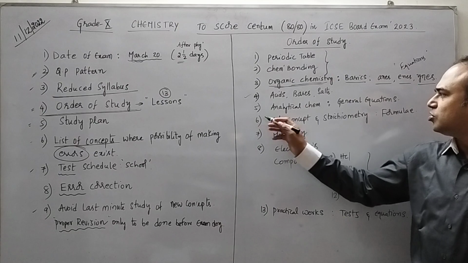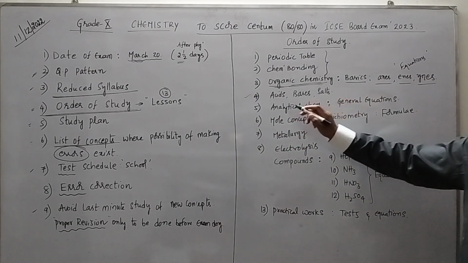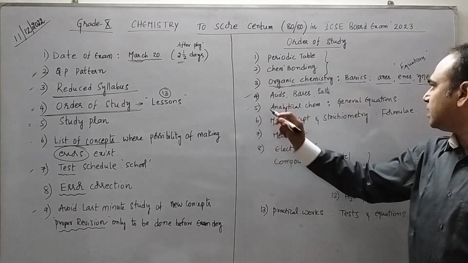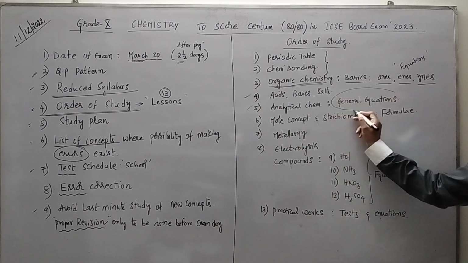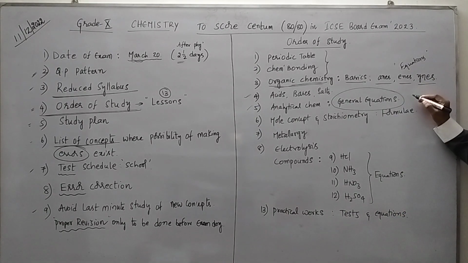Next, you can choose your topics accordingly. They are all individual topics: acids, bases, and salts. Analytical chemistry always must be studied with the general equations. Directly, we should not take the examples and study, because many examples are there. First, we need to write all the general equations.